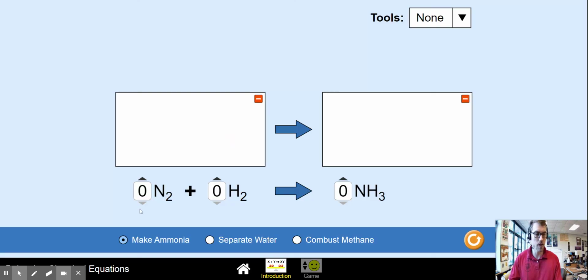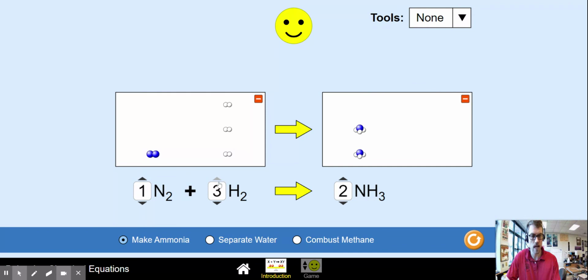What you want to do is just go through the introduction. You've got 3 different equations here, and you want to balance them. When you click on these arrows, see how it adds on things. Notice here we've got 2 nitrogens, so we need to add an extra one here. Now I've got 2 nitrogens and 3 hydrogens on each, so that's a total of 6. So I need to add those on here. And once you've got it, it'll give you a little smiley face. If you want to use some tools to help, you can.